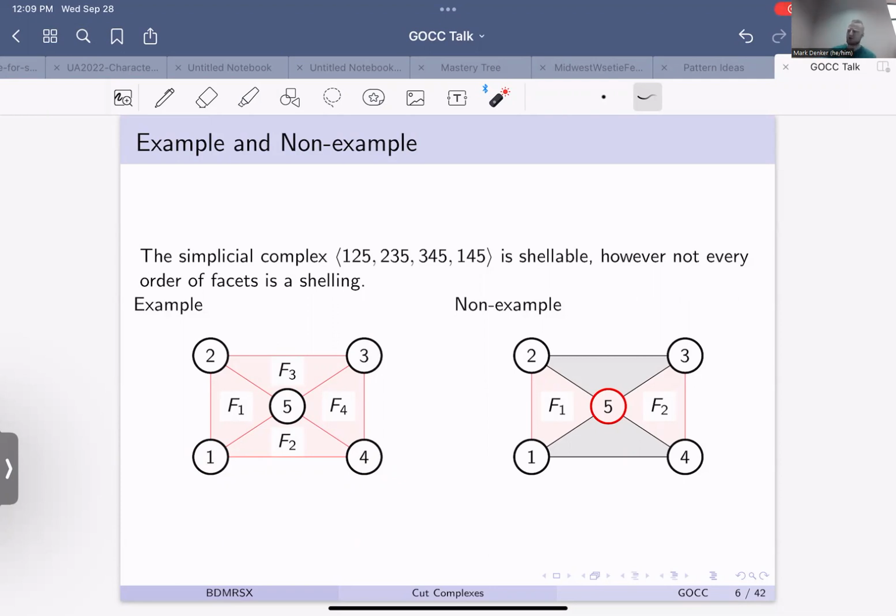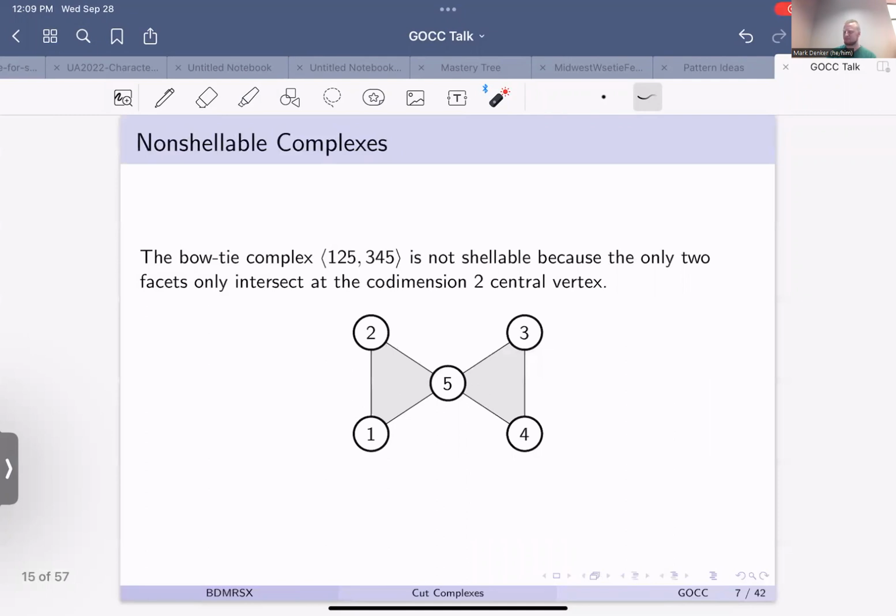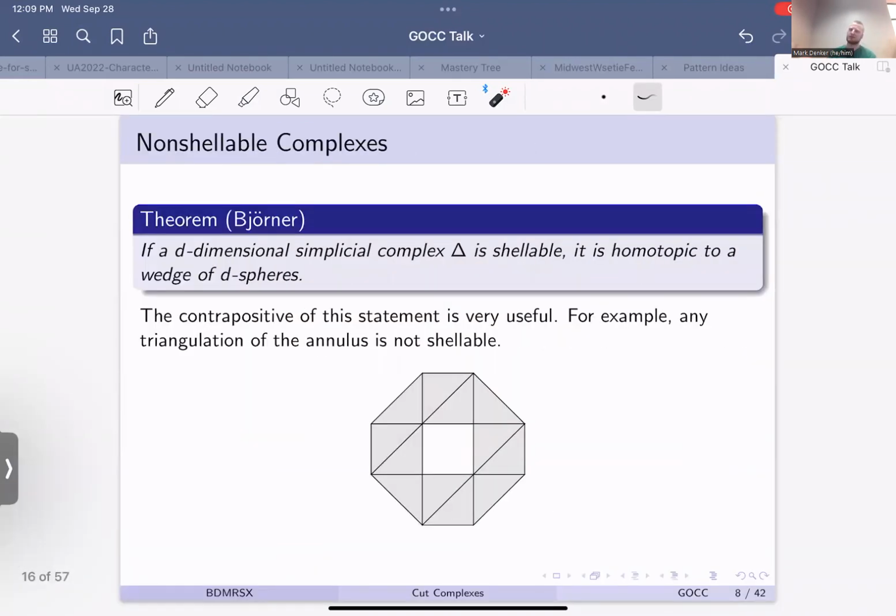Okay, so if this is a shellable complex, there are, of course, non-shellable complexes. Just take our complex and remove and force ourselves to go 1, 2, and we have a non-shellable complex. The bow tie complex looks flimsy. There's no way you can put together this in a nice way. However, it's not sufficient just to look flimsy. It turns out that shellability has topological implications. It's not a topological condition, but it has topological implications.